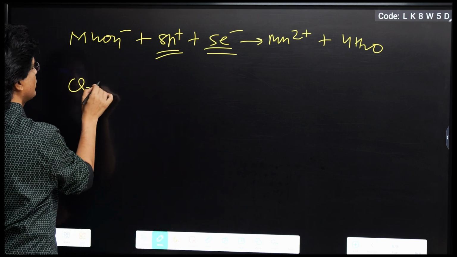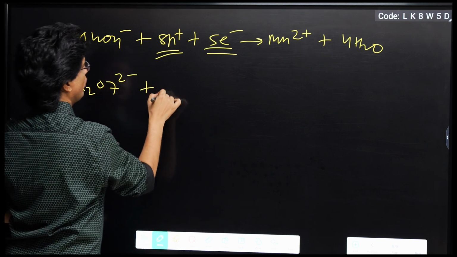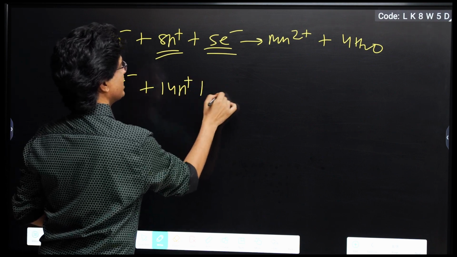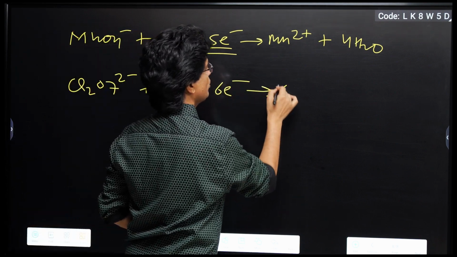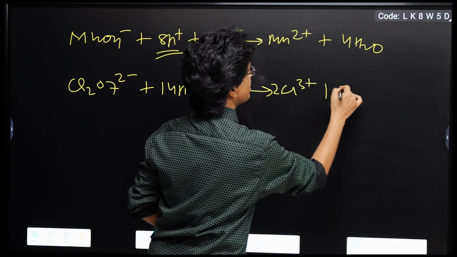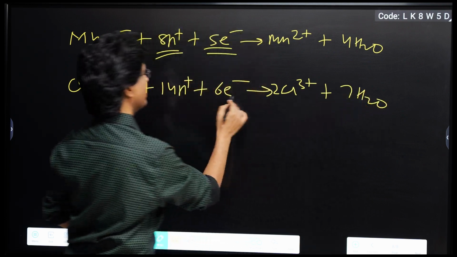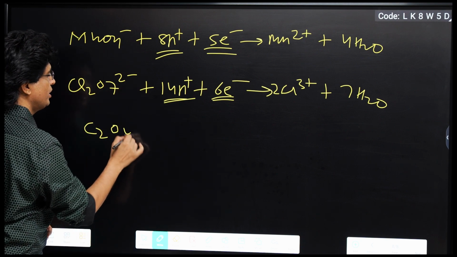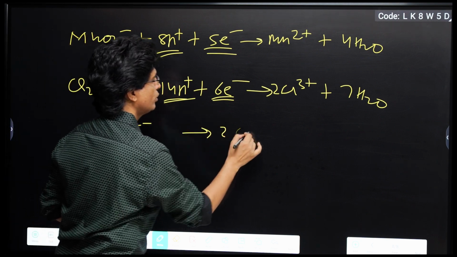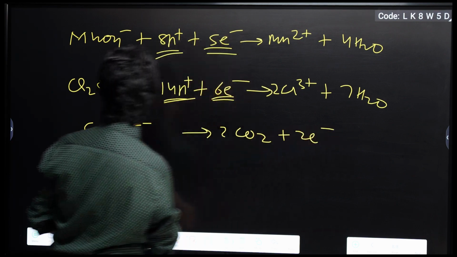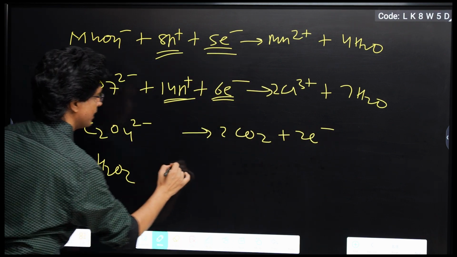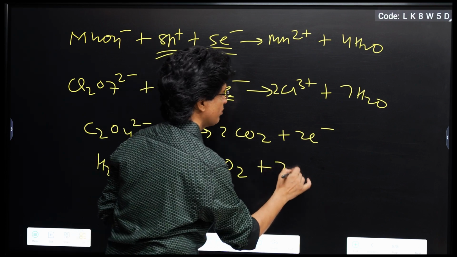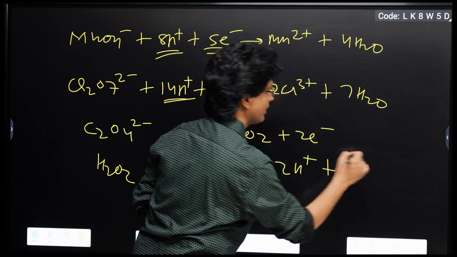Then we have got Cr2O7 2 minus, 14H plus, and 6 electrons. We are going to get 2 Cr3 plus and 7H2O. Yes or no? So 6 electron, 14H ions. Learn that. And then oxalate ions, C2O4 2 negative, going to give you 2 CO2 plus 2 electrons. And then we have got H2O2, and it is going to oxidize to O2, 2H plus and 2 electrons.